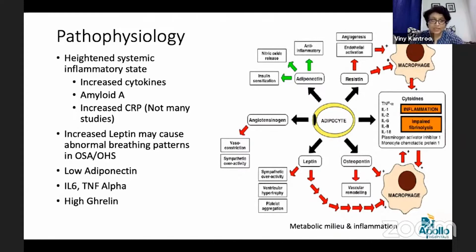Now, increased leptin may cause abnormal breathing patterns both in OSA and obesity hypoventilation syndrome. Low adiponectin, as we spoke about, increased IL-6, TNF-alpha, and high ghrelin. Now, ghrelin is a hormone secreted by the greater curvature of the stomach, in the fundus, which is actually targeted in bariatric surgery.